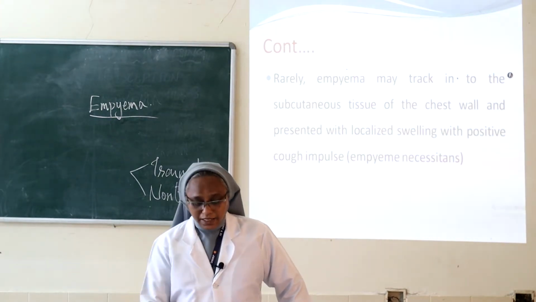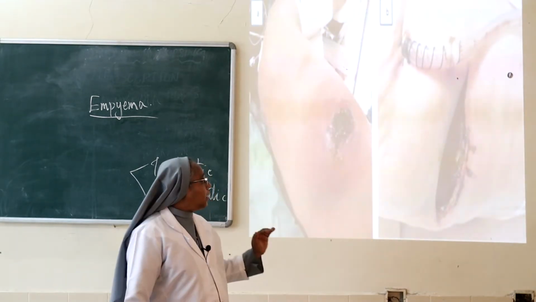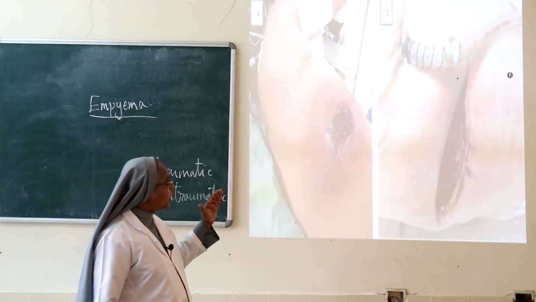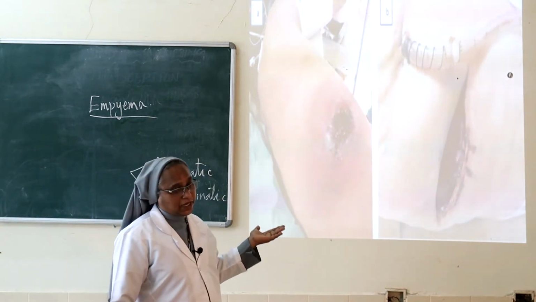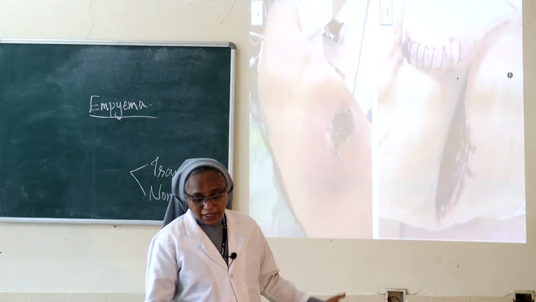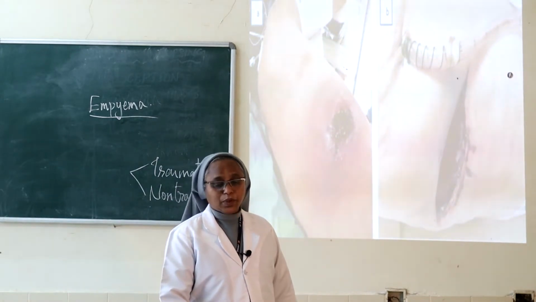Rarely, empyema may track into the subcutaneous tissue of the chest wall and present with localized swelling with positive cough impulse, that is called empyema necessitans. In this condition, as we can see in the picture, the empyema is localized or tracked into the subcutaneous tissue. The swelling can be seen outside, and we can also see necrosis over the subcutaneous tissue.